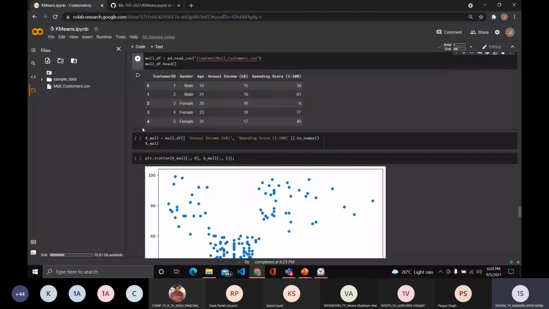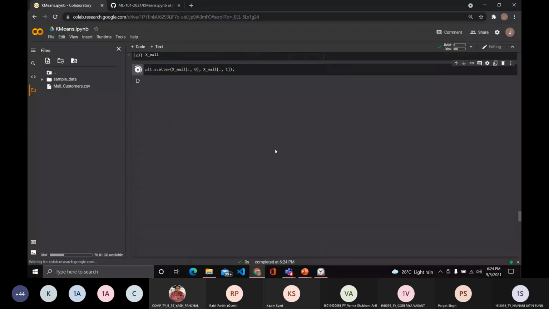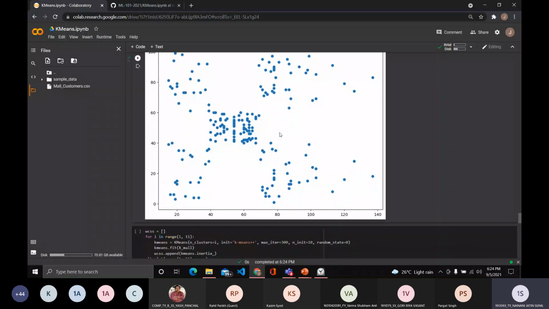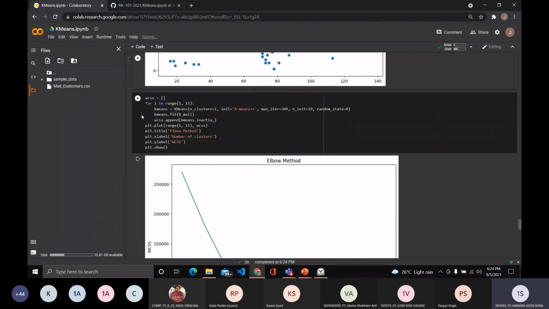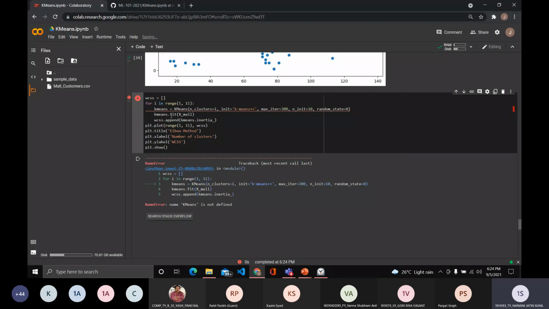So here I imported a data set. I'm going to choose these two values, the annual income and the spending score, and plot it. This is our data set. Intuitively, I can say that there should be 5 clusters, but let's see. We're going to work with the same code that we have done before.